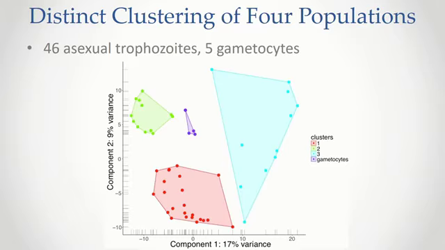So we took these single cells and we did PCA clustering. And so very nicely you can see that the gametocytes cluster separately from the asexual cells. And then what we see are 3 distinct populations of asexual parasites. But first I'm going to talk about the gametocytes.